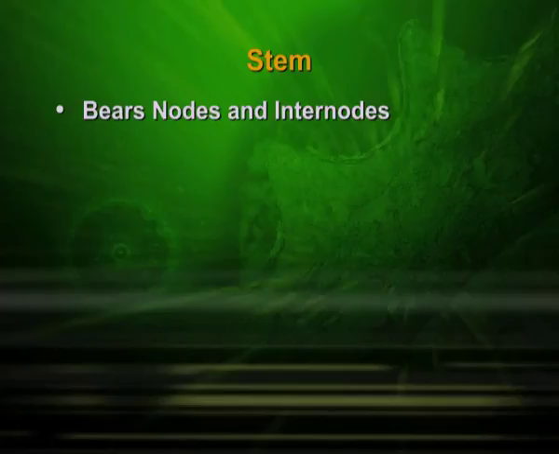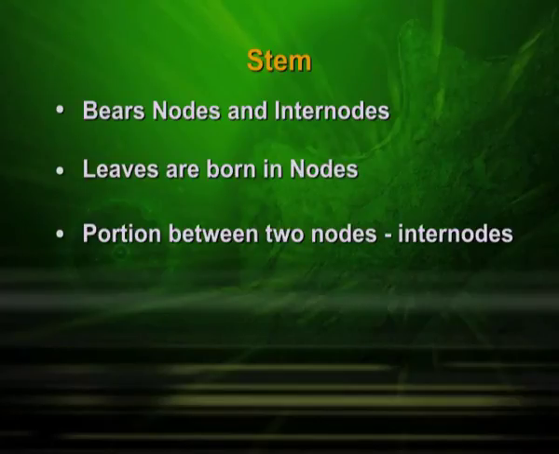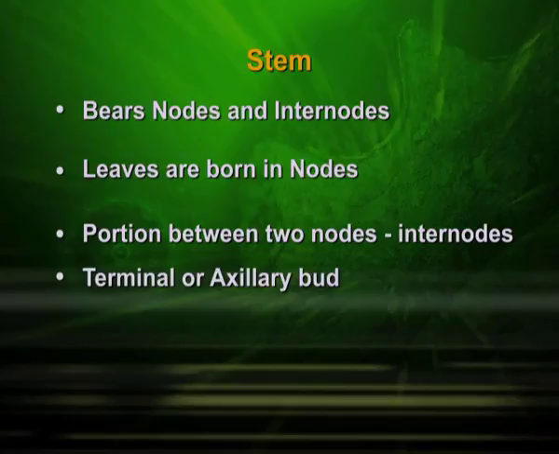Let us have a quick recap of the portions which are found in the stem. It bears nodes and internodes. The leaves are borne on nodes. The portion between two nodes is called the internode. Presence of terminal and axillary buds. These are certain characteristics which differentiate it from the root system.